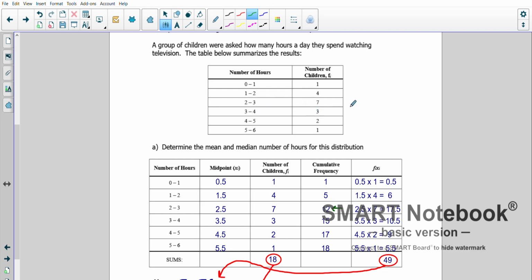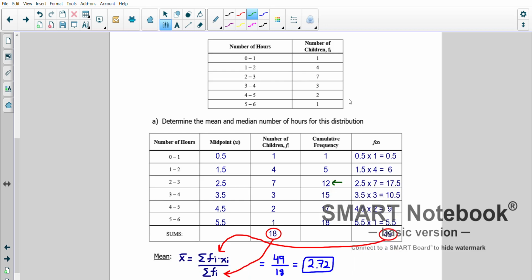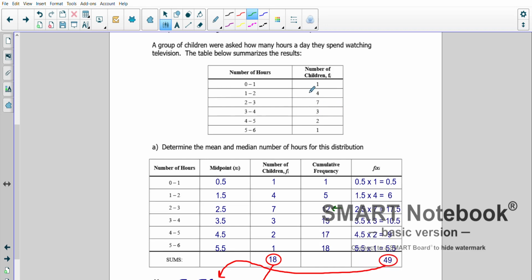So how are we going to calculate a mean from this? The problem we have is, for example, let's take a student in this interval right here. Let's pretend this is me or one of my kids, and I fill in that they watch between 1 and 2. Well, what does that mean? Does that mean they watched 1? Does that mean they watched 2 hours? Does that mean they watched 1.5, 1.6 hours? There's no way to know.